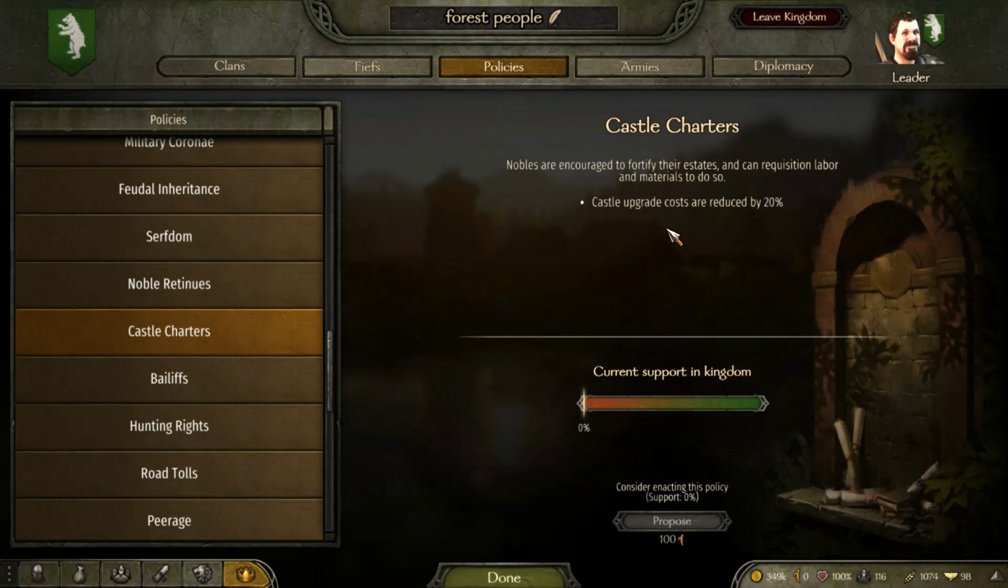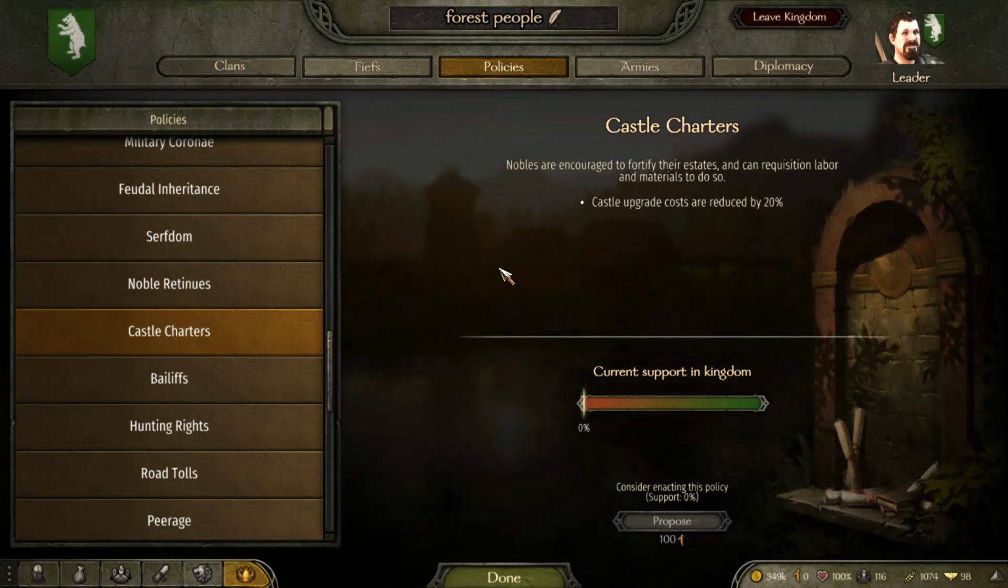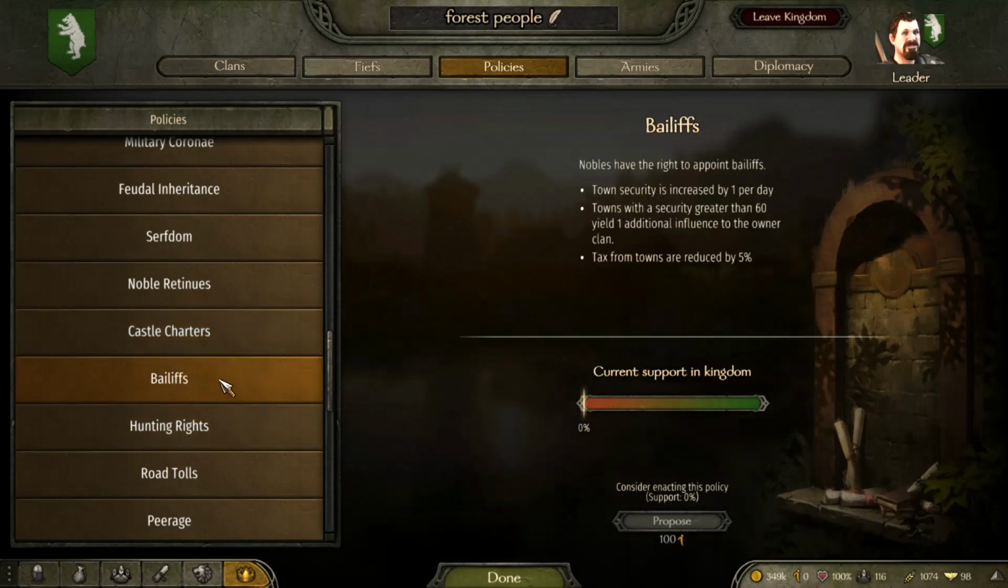You've got castle charters. Simple. Castle upgrade costs are reduced by 20%. There's no negative to that, so that could be one of those ones that you pick straight away. That's just going to mean that you can build those castle upgrades 20% faster than you could before. So that's a really good one, and that's one I suggest getting immediately.